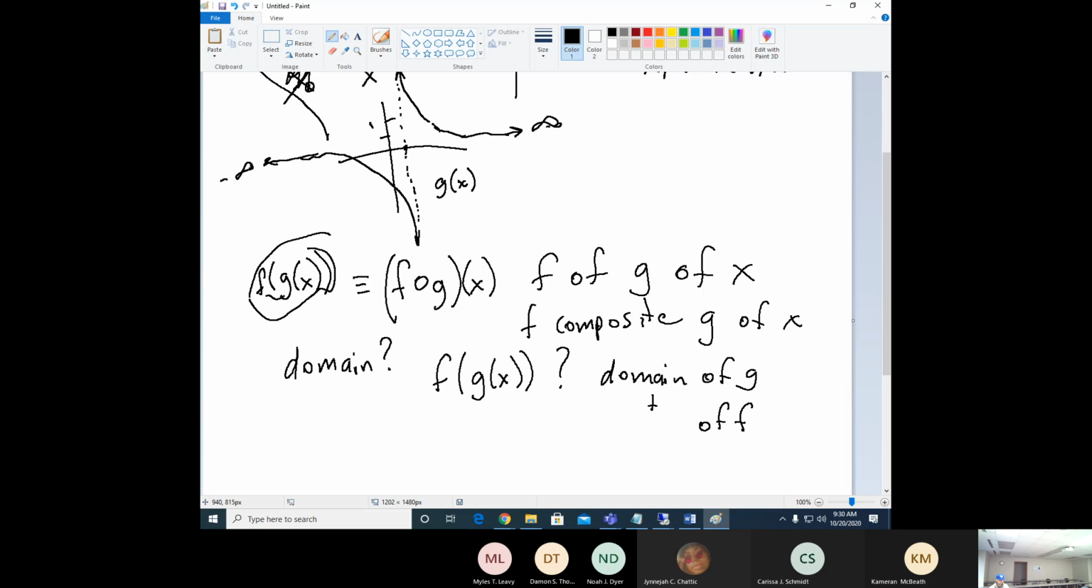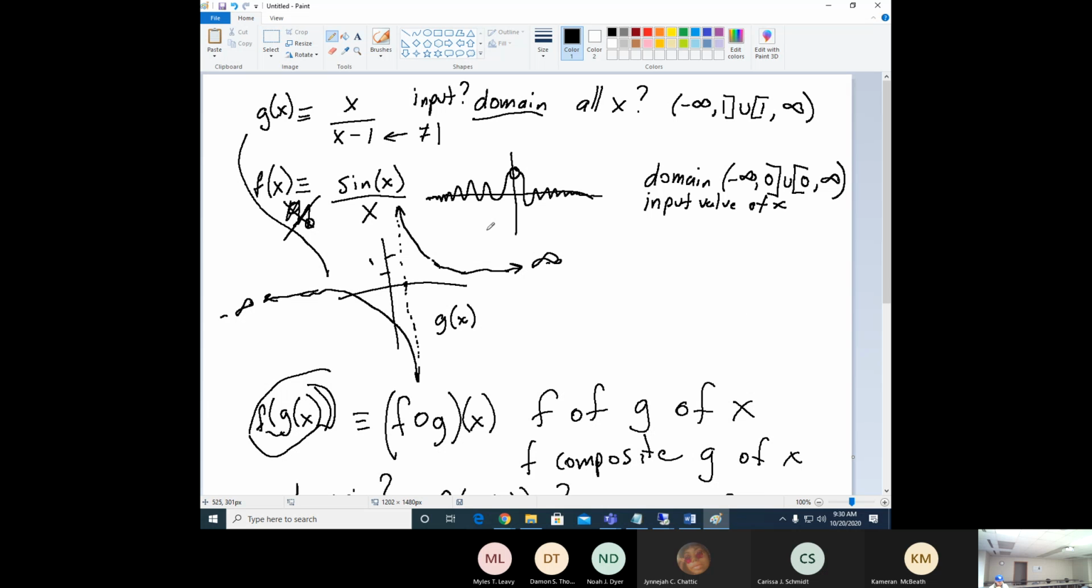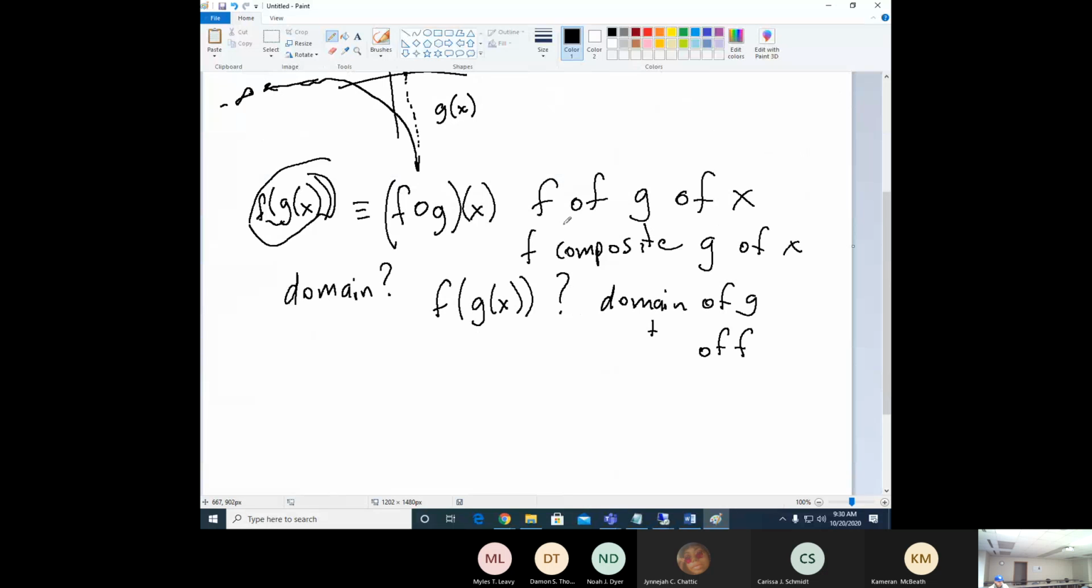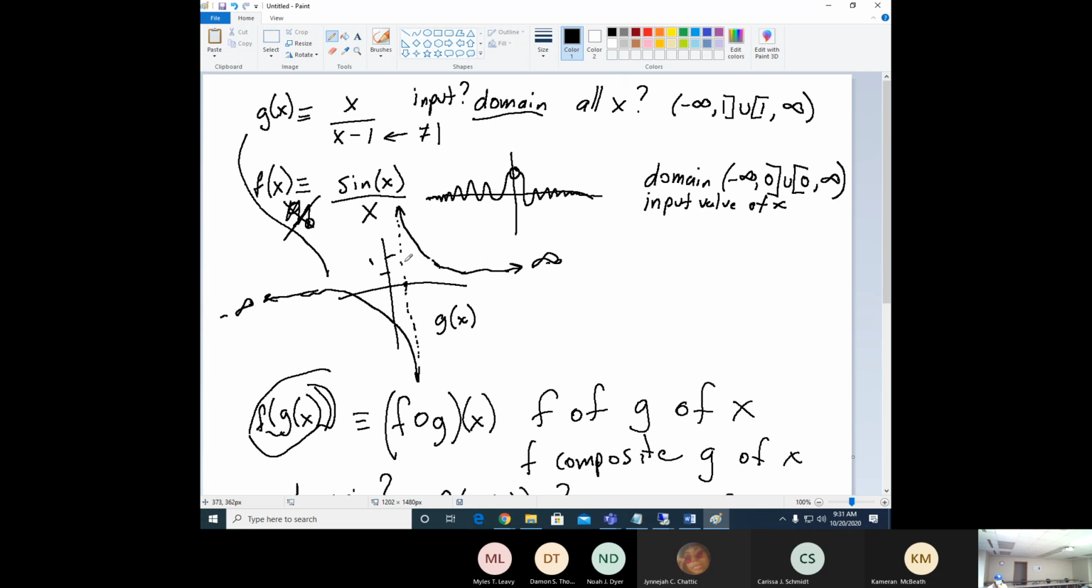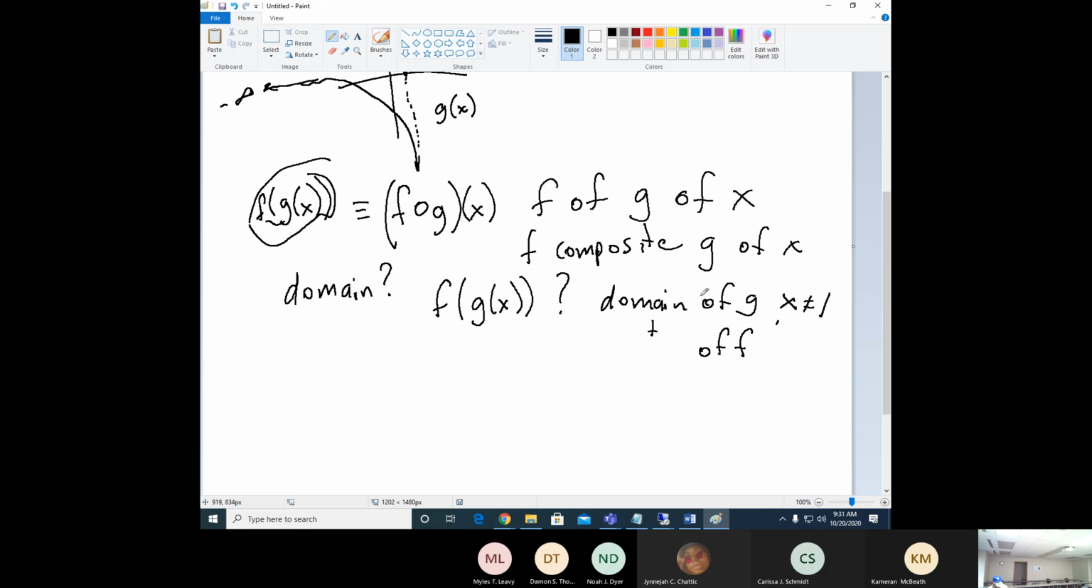What is the domain of g? Well, all x except for 1. So the domain of g is, I'll just state it in a simpler way, x cannot be equal to 1. X is not equal to 1 for the domain of g. Well, what's the domain of f? Anything but when its input is equal to 0, right? I can't take an input of 0 to f.